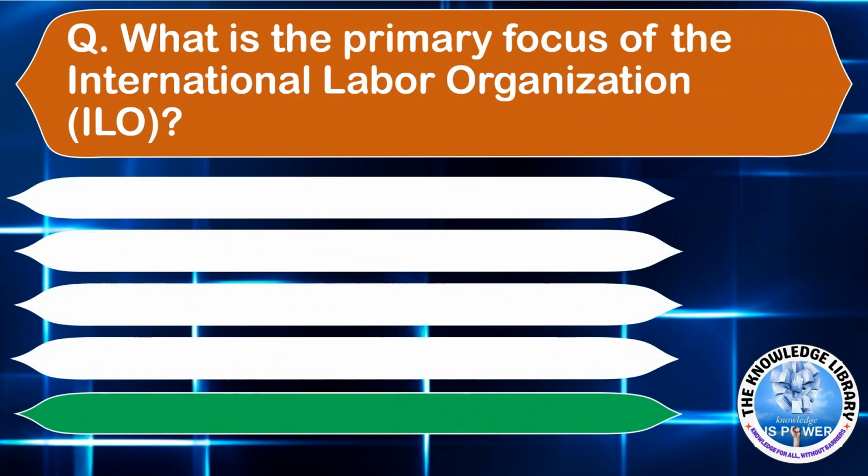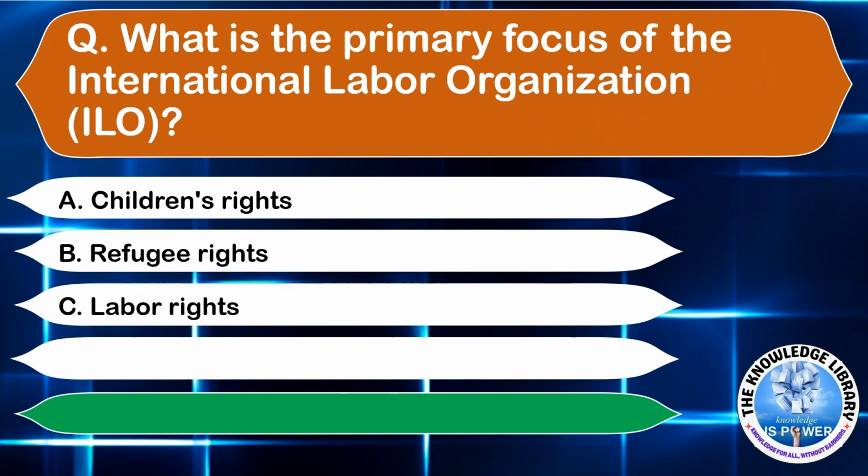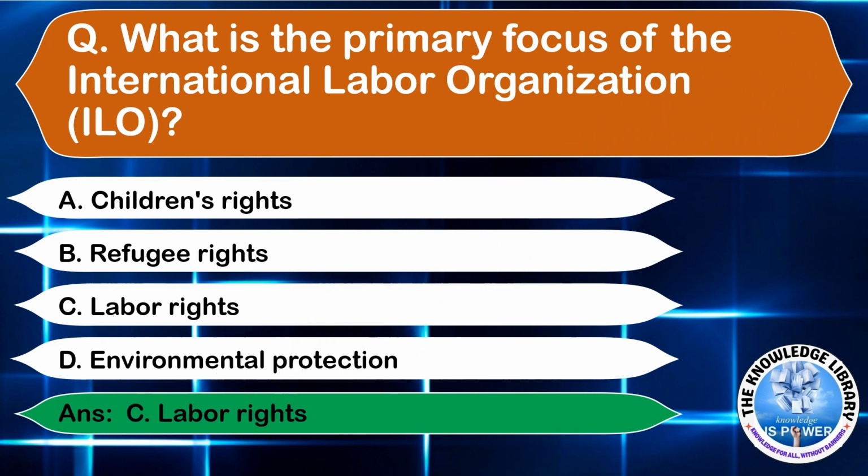Next question is, what is the primary focus of the International Labour Organization? Option A, children's rights. Option B, refugee rights. Option C, labor rights. Option D, environmental protection. Correct answer is option C, labor rights.